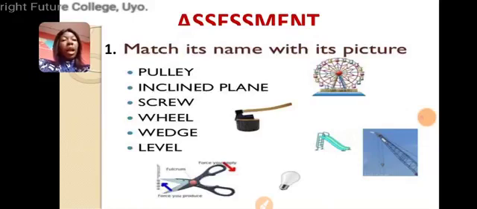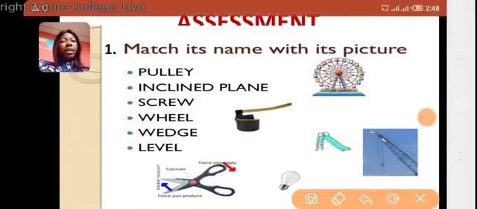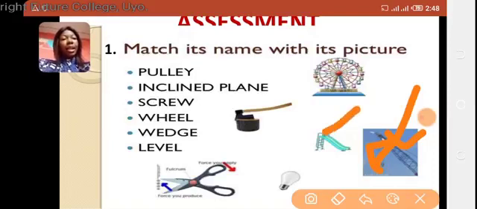Okay, we are going to do this. Match its name with its picture. We have the different types of simple machine here, and we have objects or pictures belonging to each type of simple machine. Okay, the first one is pulley. Which object here is a pulley? Do you know? Can you answer that? This is what? A pulley. This is a pulley. P for pulley. Which object is an inclined plane? This is an inclined plane.